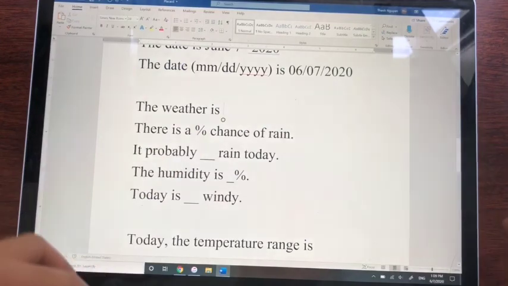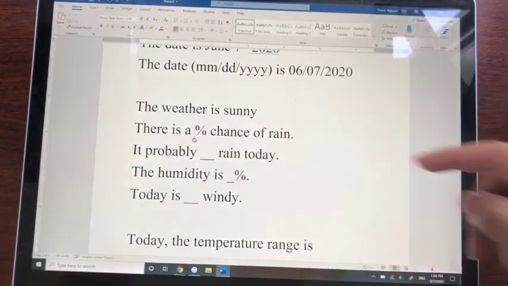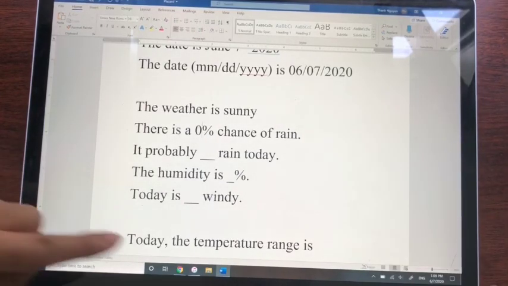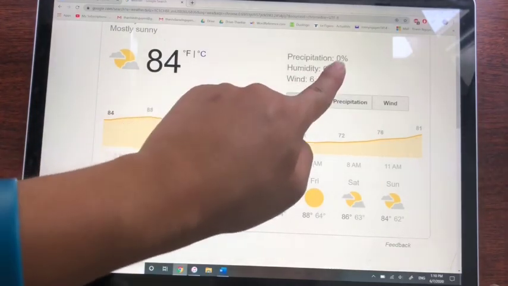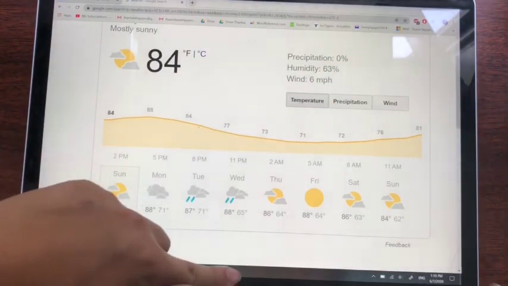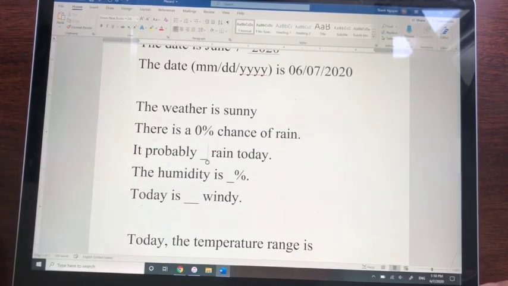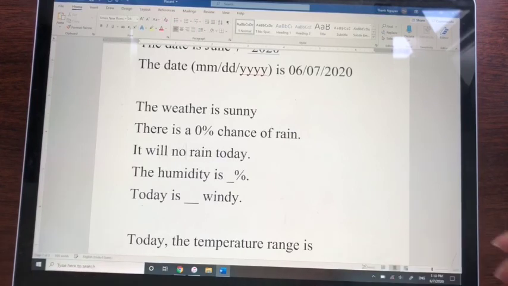All right, so the weather is sunny. There is a 0% chance of rain because the precipitation is 0. So today we don't even need probably. We can just say it will not rain today.